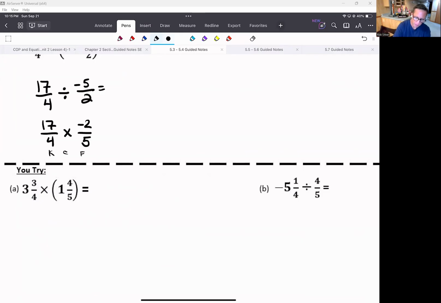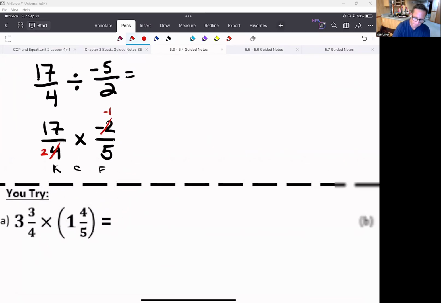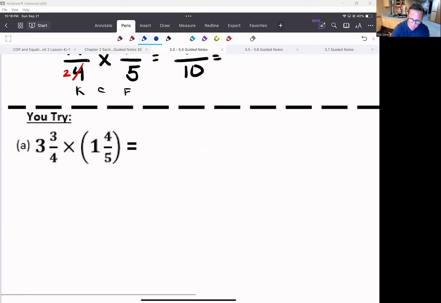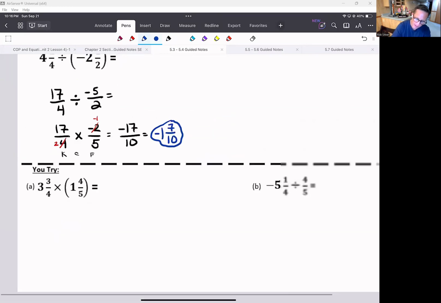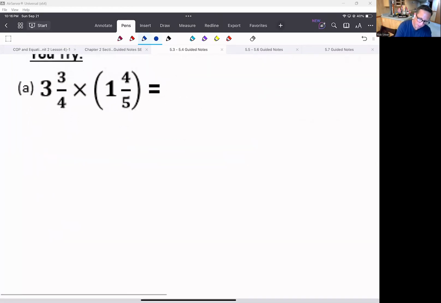All right, so at this point we could probably cross cancel these. This becomes negative 1 and 2. And so what do we get? We get negative 17 over 10. And changing that into a mixed number, you get negative 1 7/10. Negative 1 7/10.